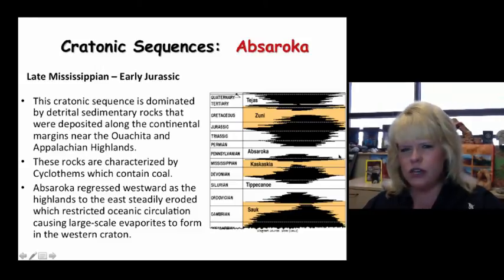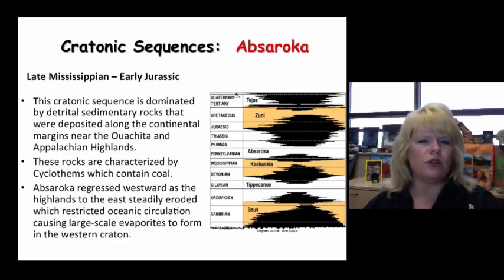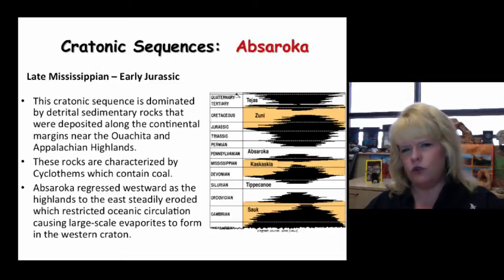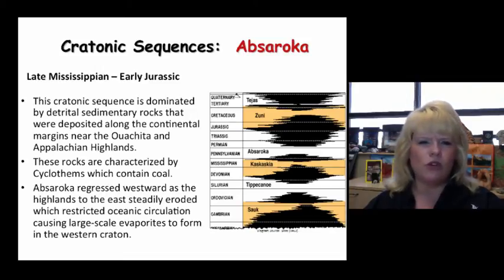But interestingly enough, Absaroka spells the story of Pangea. So during the Absaroka, the theme is once we have the Mississippian complete, we start moving into a regressive sequence all the way through the early Jurassic, which represents the greatest eolian event of all geologic time.